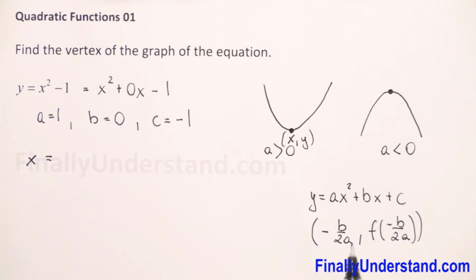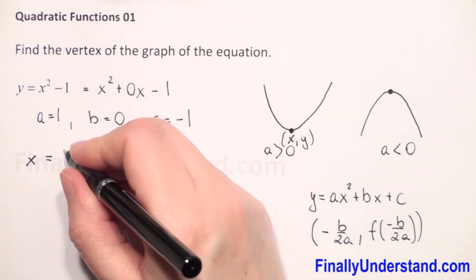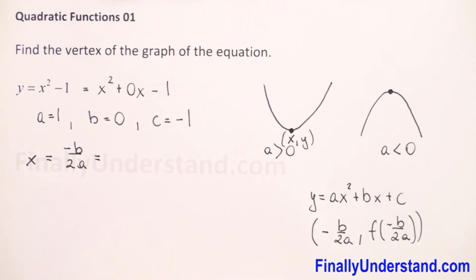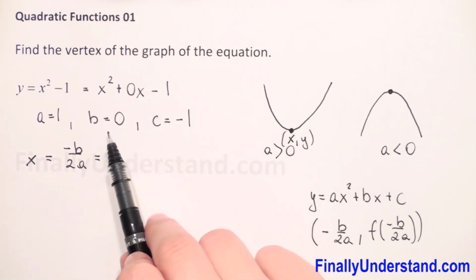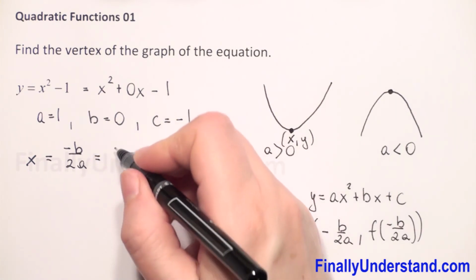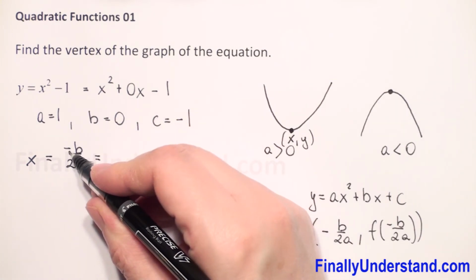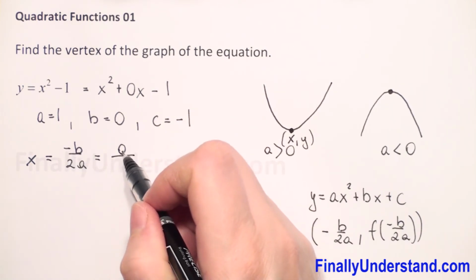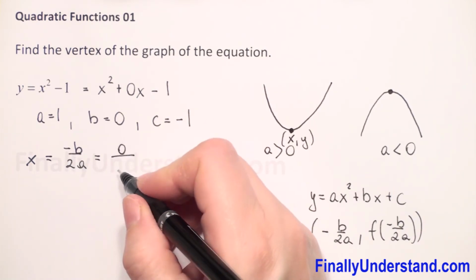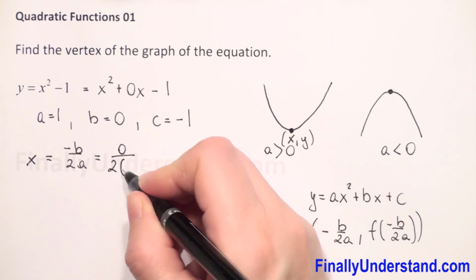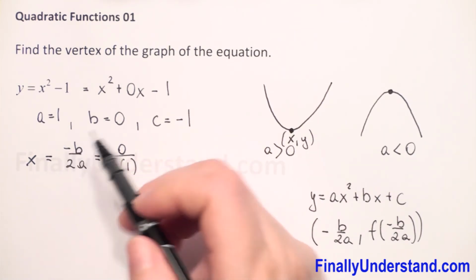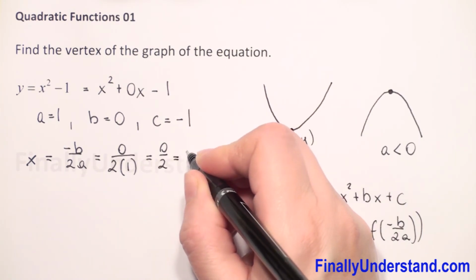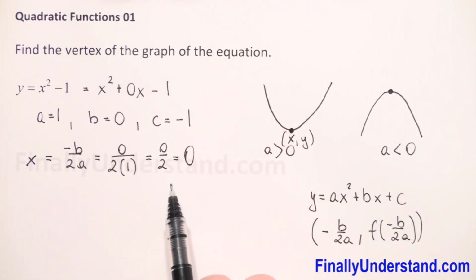X, the first coordinate, is negative b over 2a. This is the formula. So now we have to substitute into our formula. B, we are given that this is 0. So negative 0 is 0. We had a negative sign before 0, but it's still 0. And we have 2 times 1, because a is 1. So this is equal to 0 over 2. This is equal to 0. So we have the first coordinate.